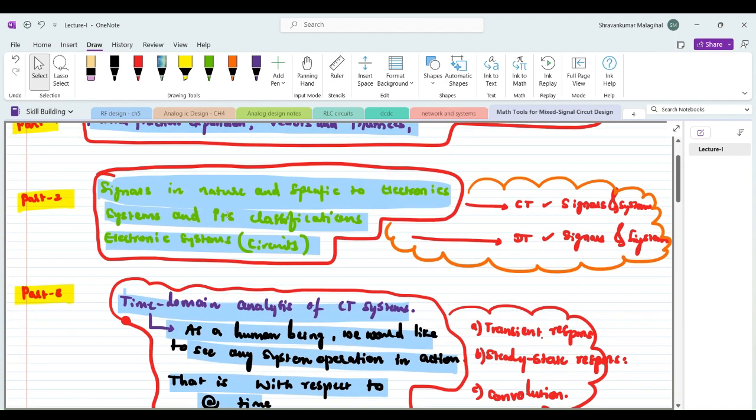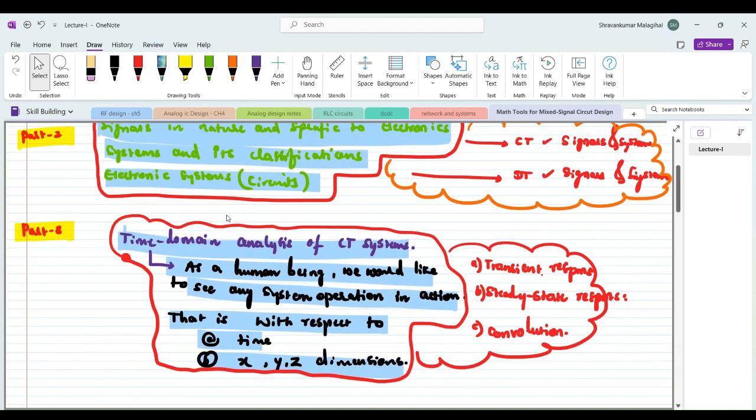In part 2, we'll go into the basic signals in nature, and some examples specific to electronics. We'll also deal with some electronic systems and their classifications. Electronic systems process both continuous time signals and discrete time signals, and continuous time and discrete time each have their own properties and characteristics, which we will deal with here.